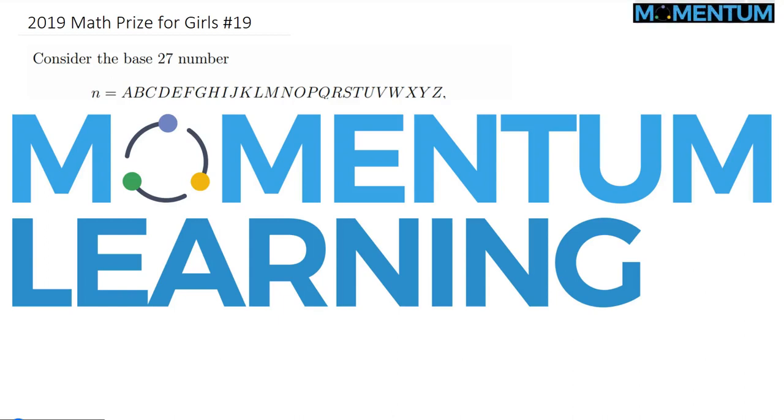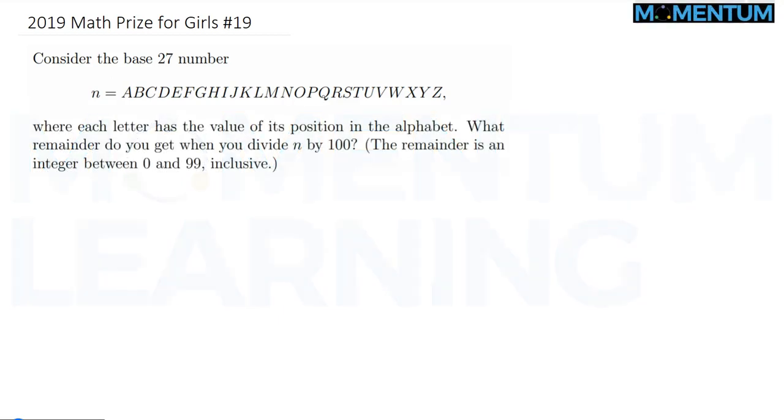Hello everybody, this is 2019 Math Prize for Girls, problem number 19, and here's a view of this problem. We are given this number n written in base 27 as such, where each of these letters represents a number, like the letter A represents 1, B represents 2, and so on.